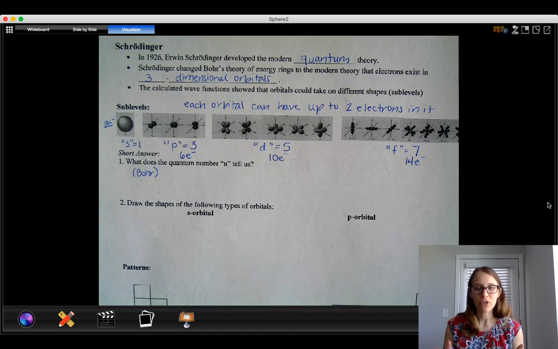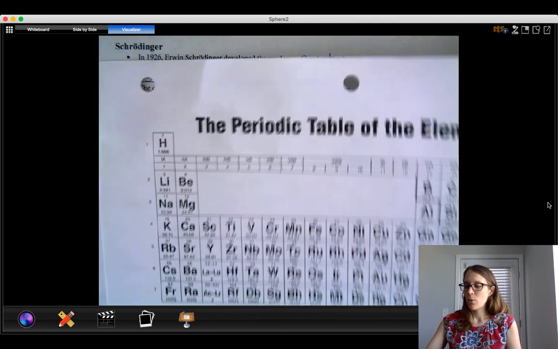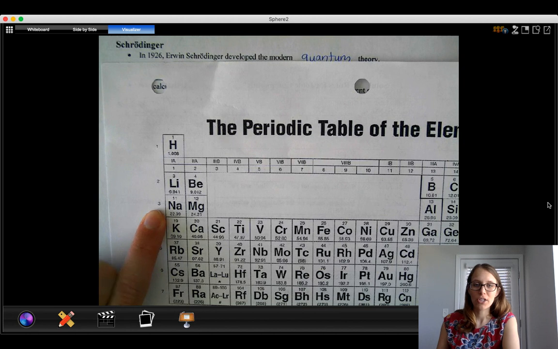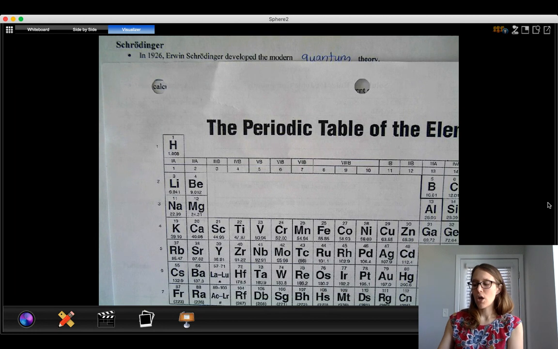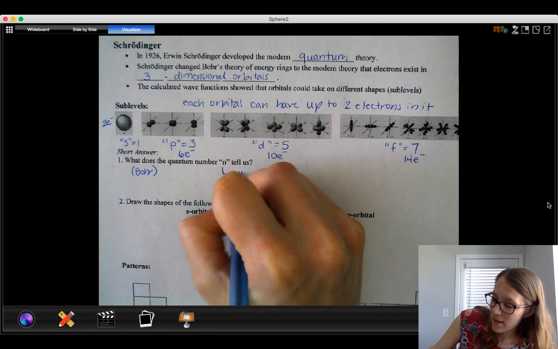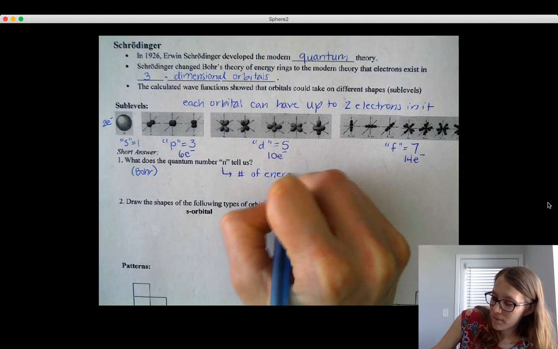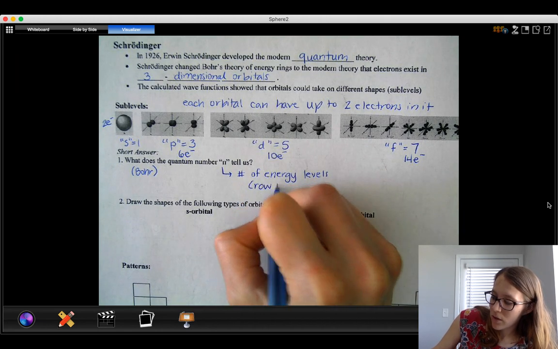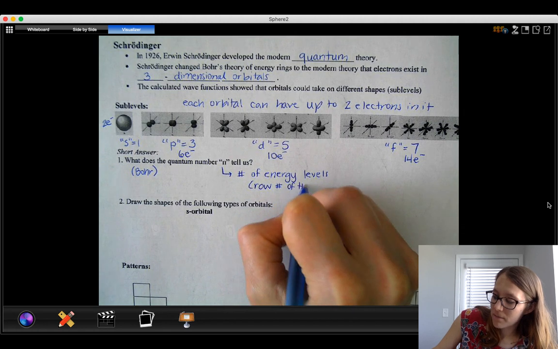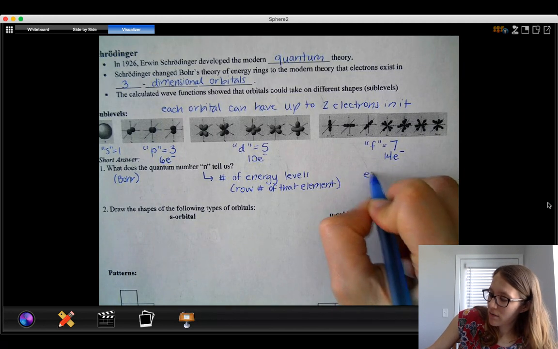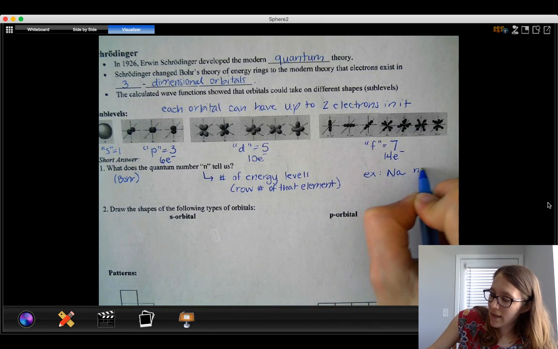tells us which energy level the electrons are located in, which is really just which row of the periodic table we're in. For sodium, n equals 3, and so it would have 3 energy levels around the nucleus. So n tells us the number of energy levels, which is the row number of that element on the periodic table. And the example that I just did was sodium, n equals 3.